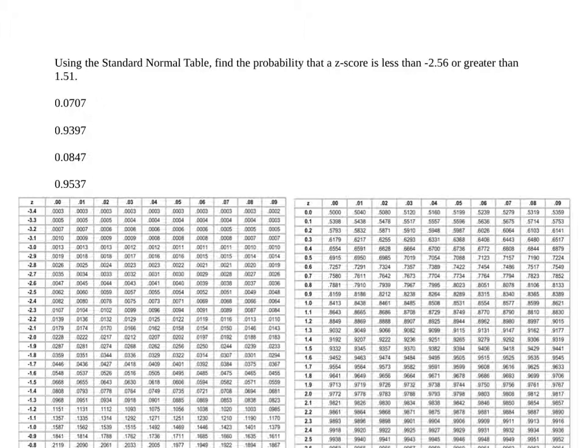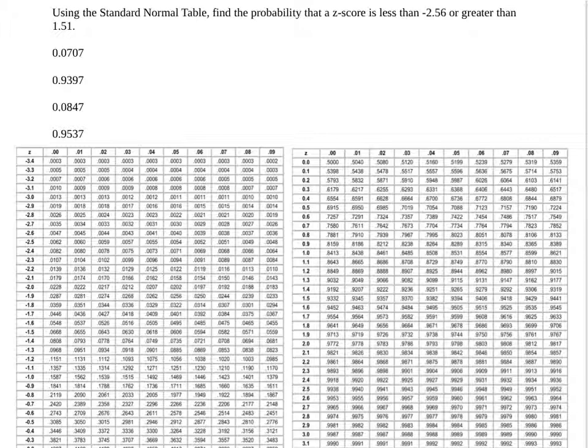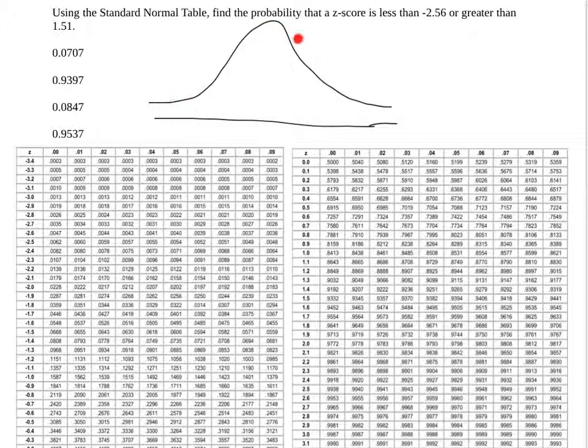Let's get started then. Using the standard normal table, find the probability that a z-score is less than negative 2.56 or greater than 1.51. I find it's really easy to use this table if you can visualize exactly what it is that you're looking for. So, what I do is I draw the normal curve, which if you've read the notes, you should be familiar with. It looks like that, right? Kind of a bell shape, people like to call this a bell shape. And then there's just the baseline.